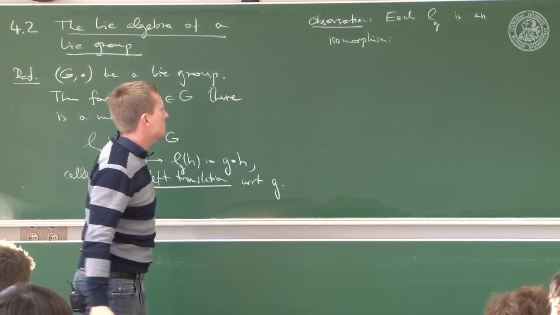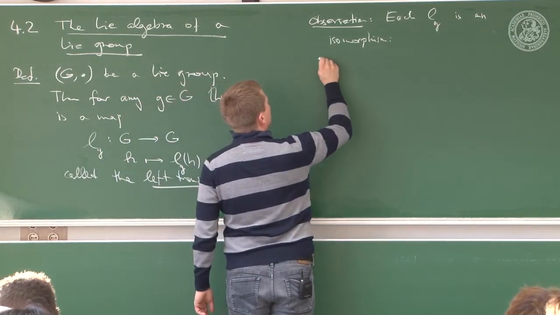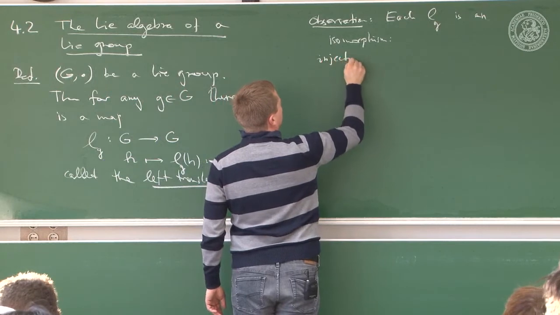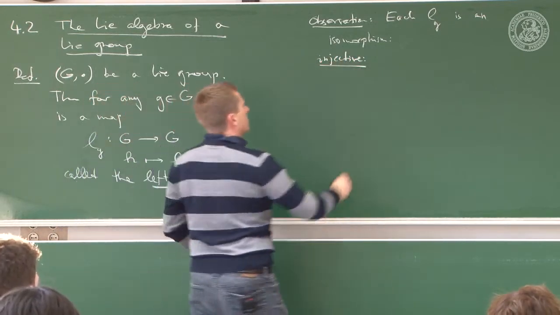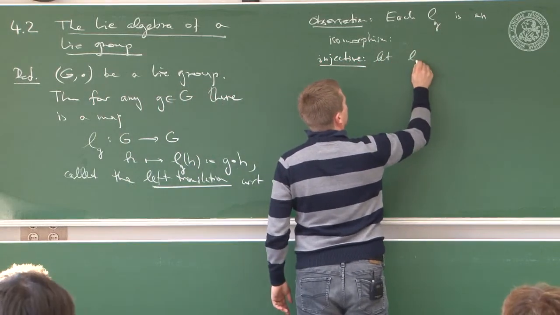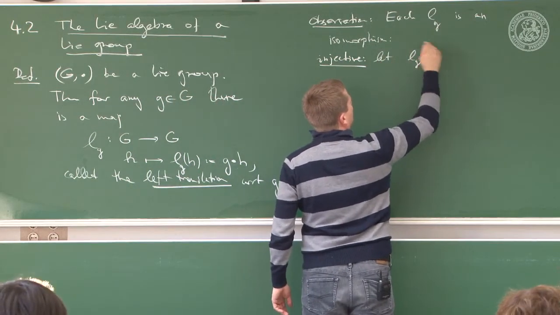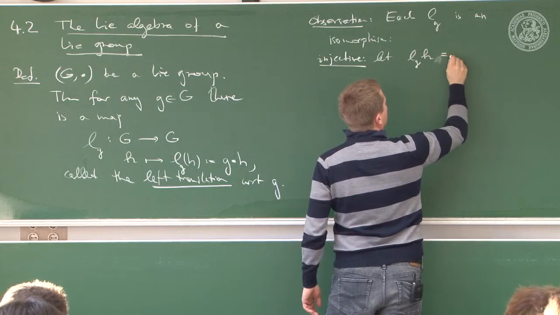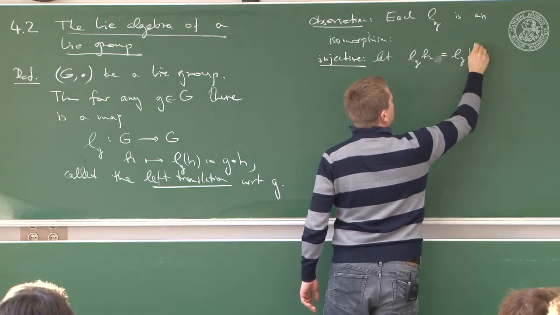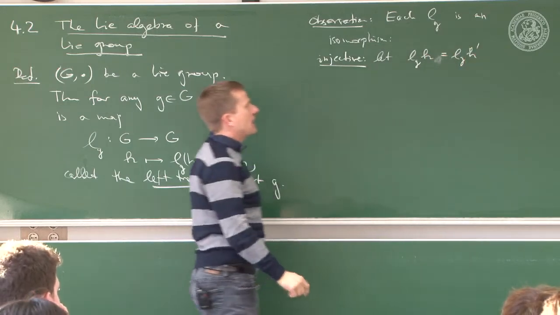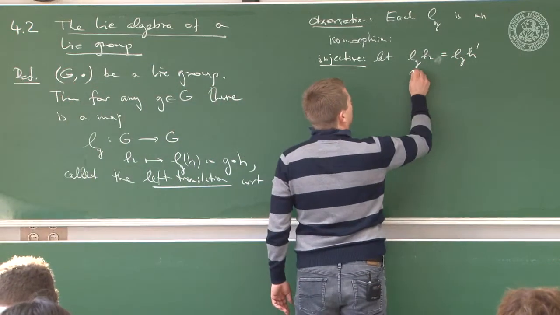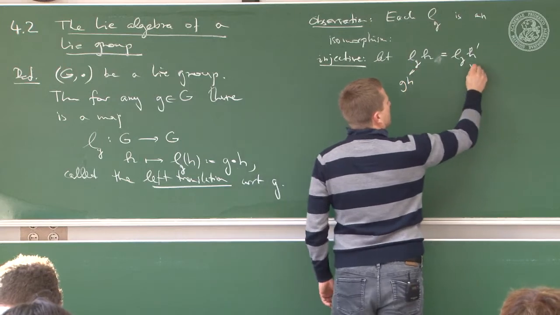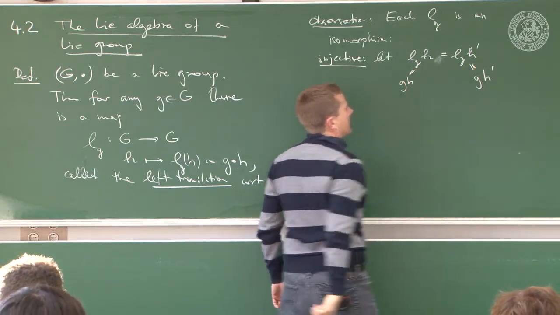So why is this? Well, it's certainly injective. Why is that, or how do we check this? Well, let L_g act on an h and assume the result is the same as if it acted on h prime. Now, this, of course, is gh, and this here is gh prime.